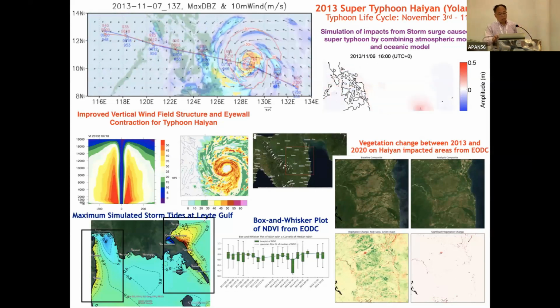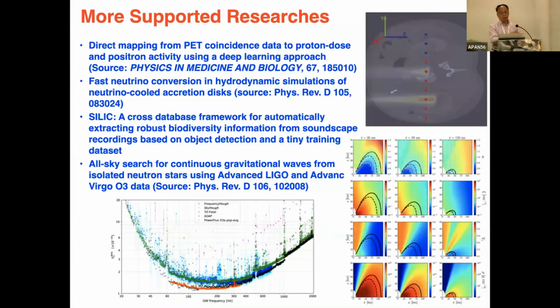More supported research of our center is summarized here. For example, the proton therapy cases. That's also based on the high energy physics scientist groups, the neutrino, astronomy, and also the gravitational wave.